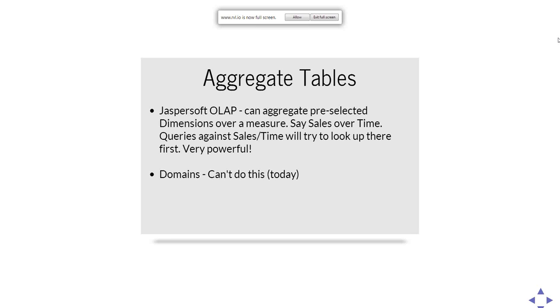And there are some tools to help you work out what are the best aggregates to use, but that's very powerful. What you can actually do with the OLAP engine is identify these pre-aggregated tables, and the engine is smart enough to say, well, if I'm not going down to a day level, I can use this month level aggregate table to summarize that, so you get some quite dramatic increases in performance there. Unfortunately, domains cannot do this today because they just don't have that sort of thing in their model.